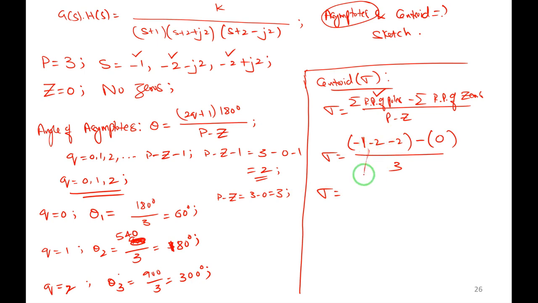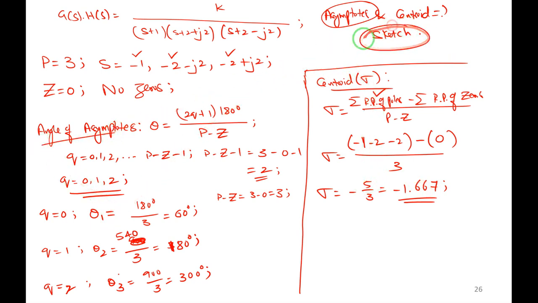How much will I get? 2 plus 2 is 4, 4 plus 1 is 5, so minus 5 by 3. 5 divided by 3, so I am getting minus 1.667. So we have calculated the centroid and we have calculated the angle of asymptotes.